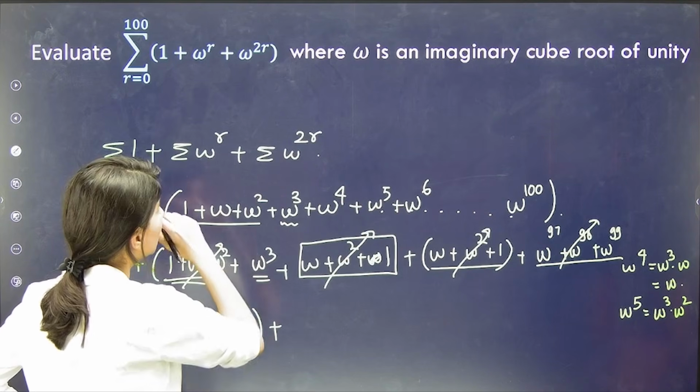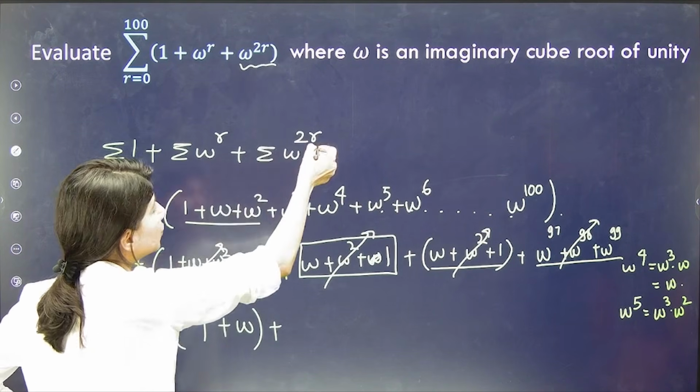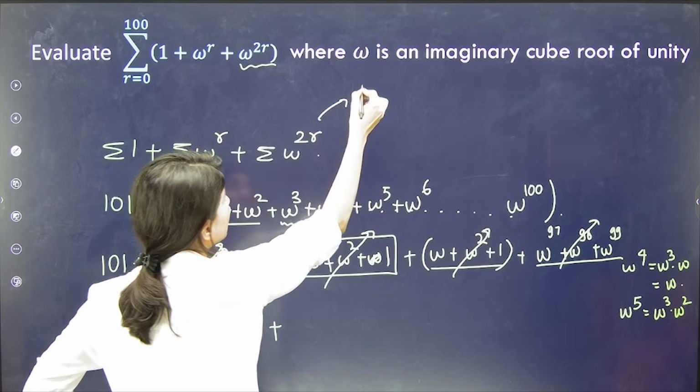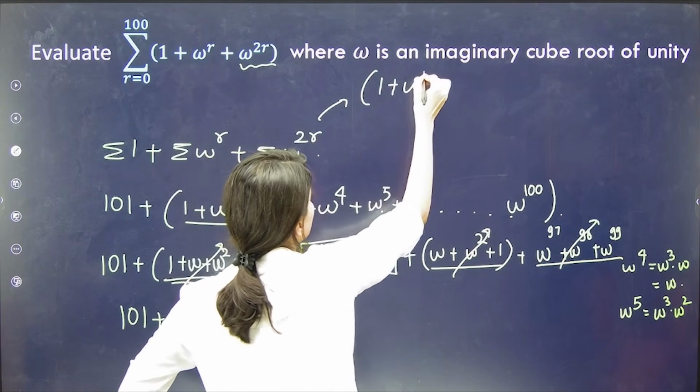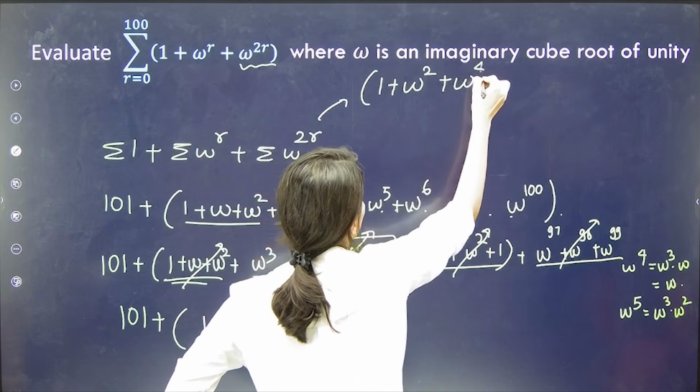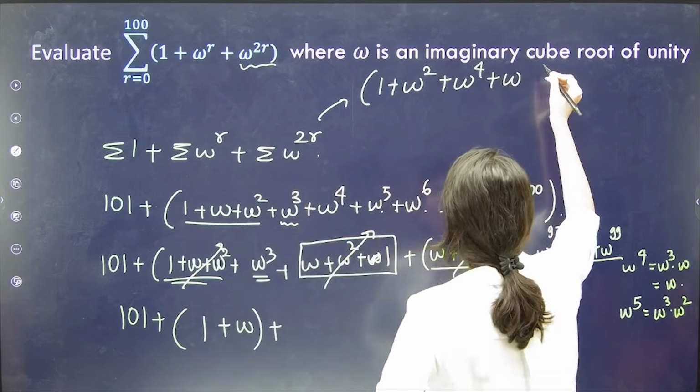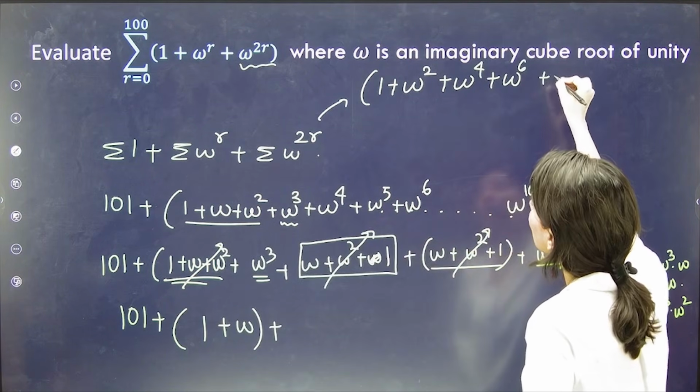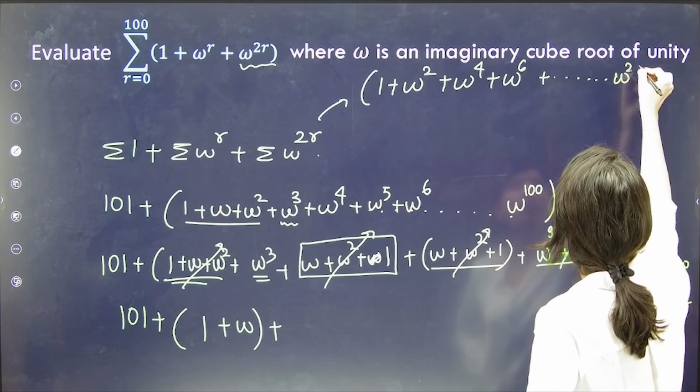Plus now this thing, omega power 2r. So r equals 0 again: 1 plus omega square plus omega power 4 plus omega power 6 and all the way up to omega power 200.